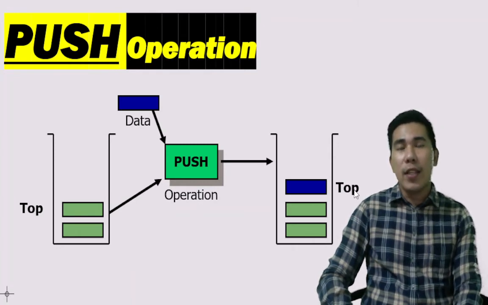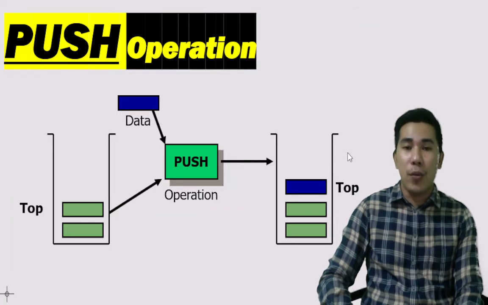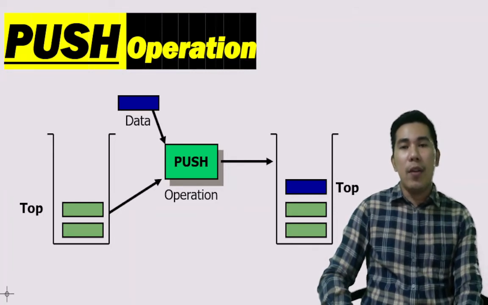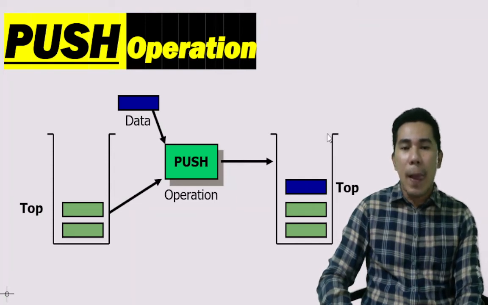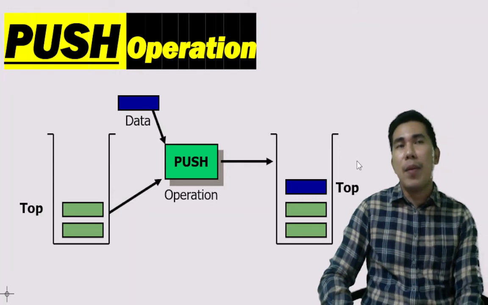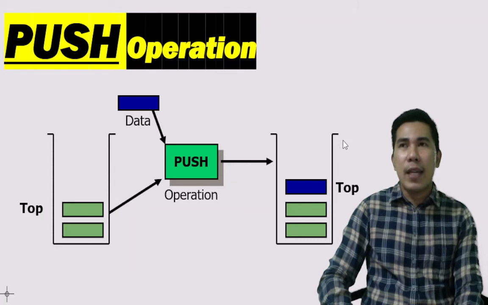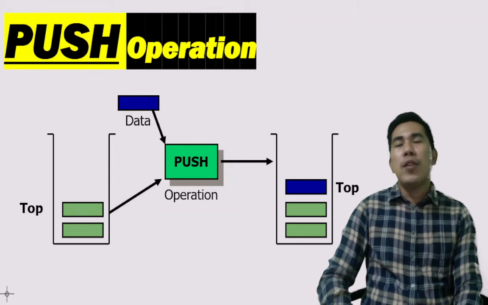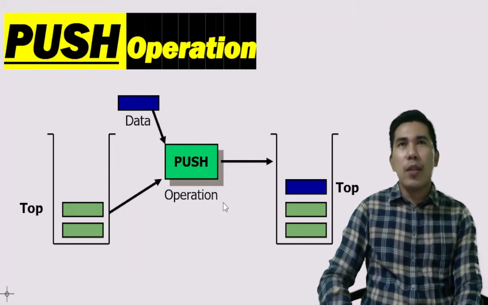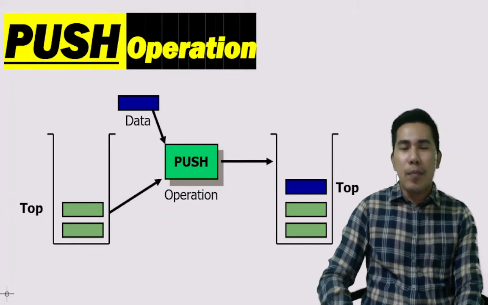So your top basically is going to increment its value upon pushing. Since we normally implement stack with an array implementation, if the top reaches the max value, it's going to be full. Once it's full, it's going to display array index out of bounds, for overflow of elements.